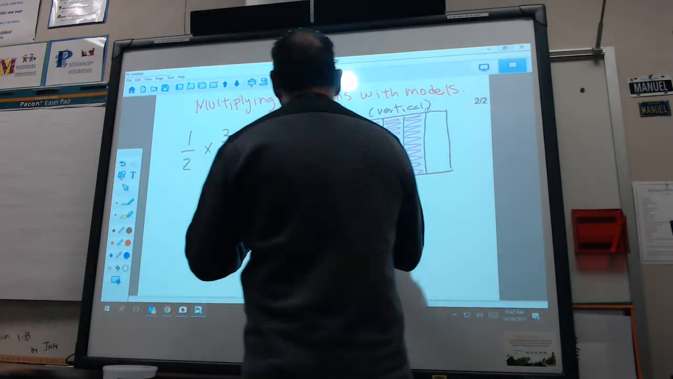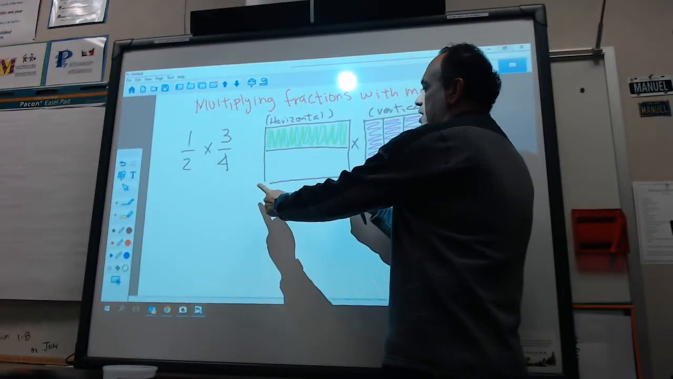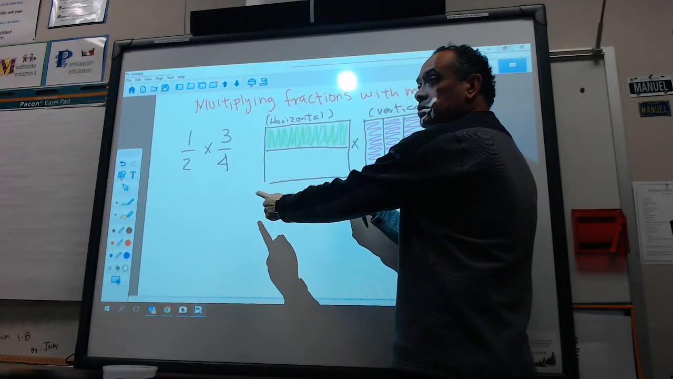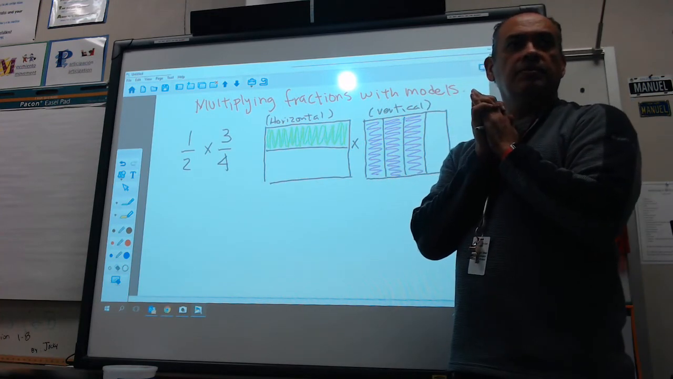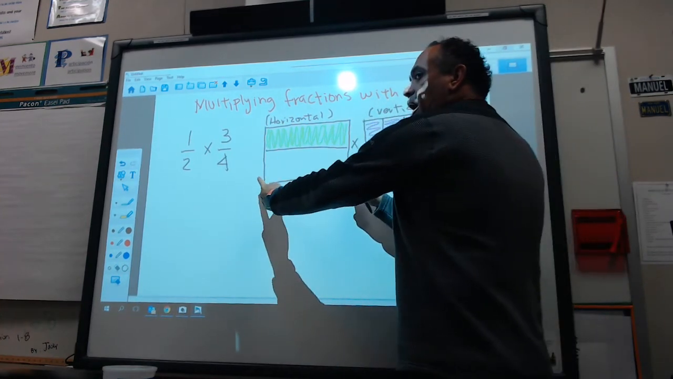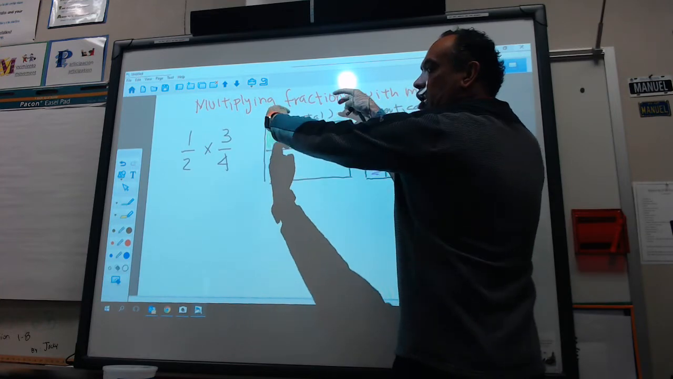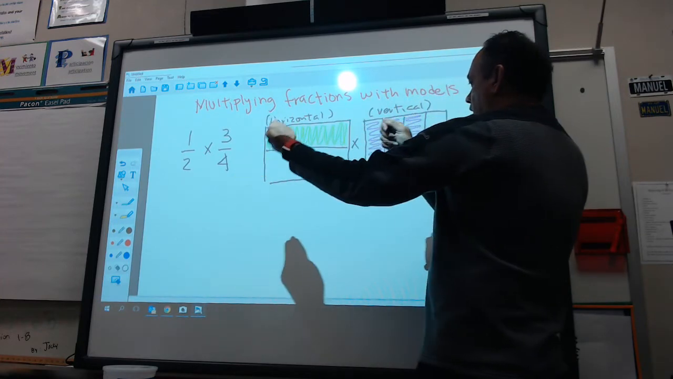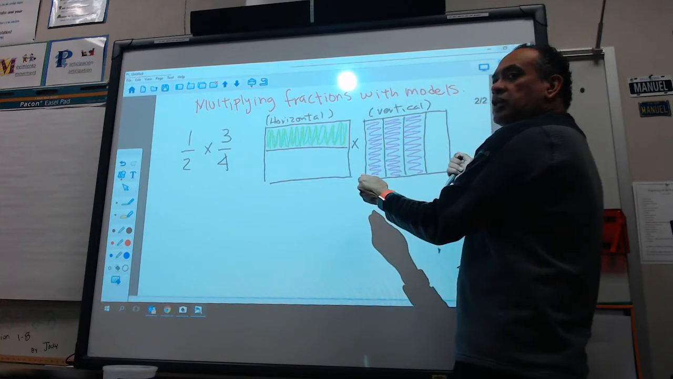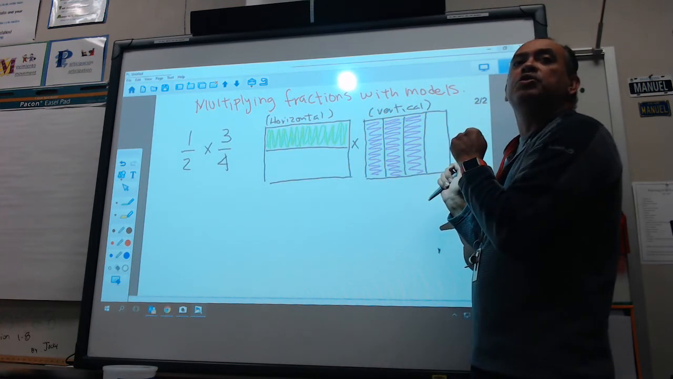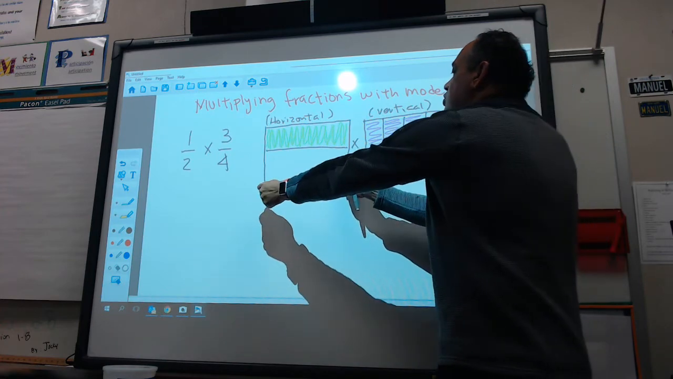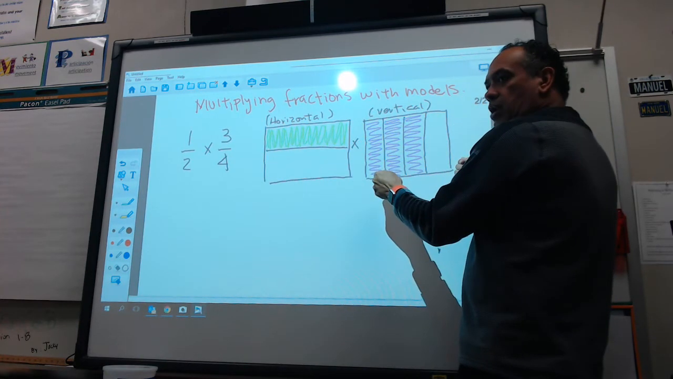I am going to take this model. I'm going to wait until everybody's looking at me. I'm going to take this model. Let's say I'm going to cut it, and I'm going to put it on top of this. So, in other words, I'm going to superimpose it. I'm going to superimpose this one on this one.